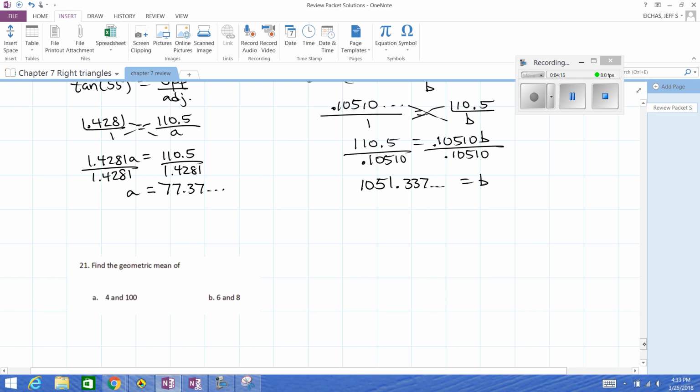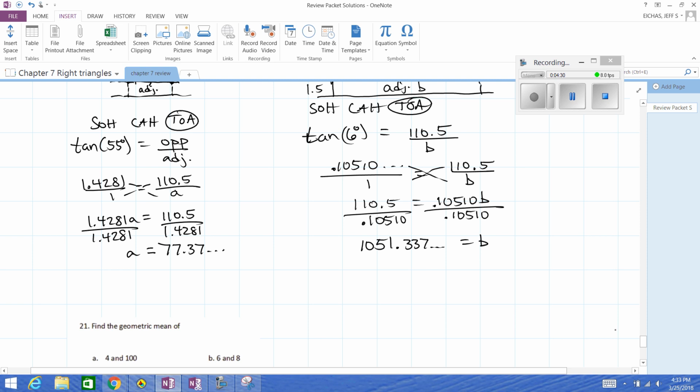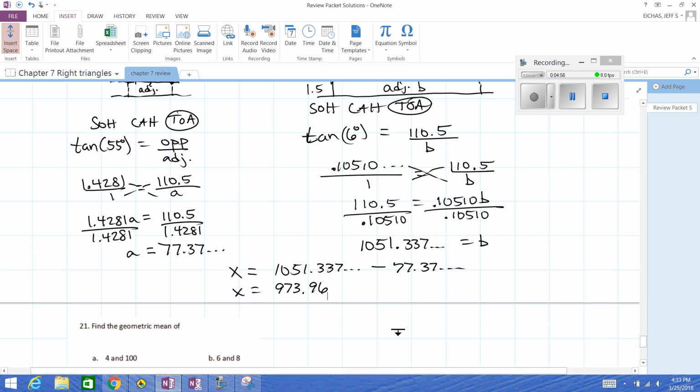So now, let's see, this is interesting. Average speed, feet per minute is what we want. It took 5 minutes. So first we'll get the distance, then we'll convert it to feet per minute. Everything's in feet, just checking that. So the change in x is going to be 1051 minus 77. So the change in x is 973.96, but they want the answer in feet per minute.